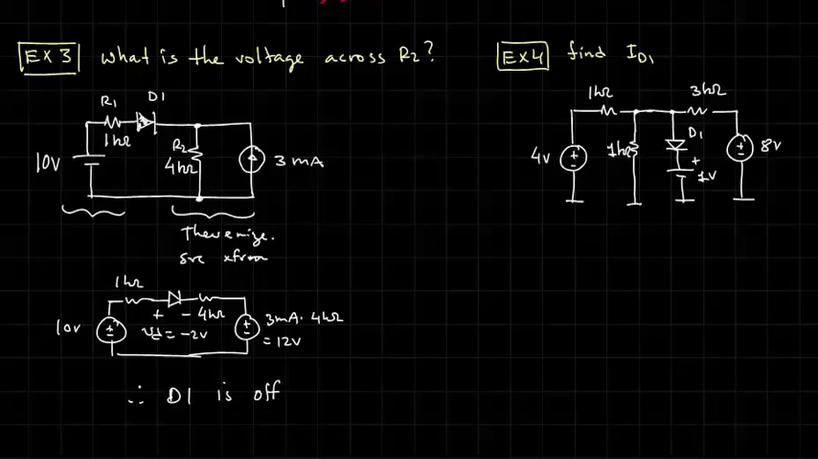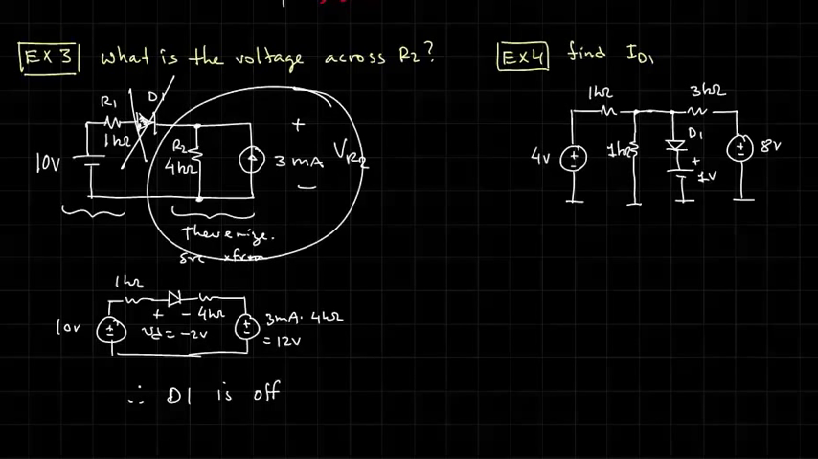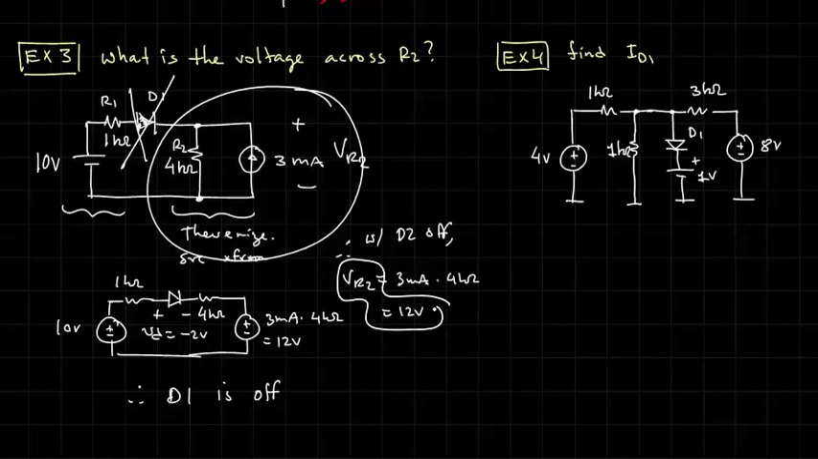And now we can find the voltage across R2. Remember, we're asked for this voltage right here, V of R2. Well, if D1 is off, then all we have is a 3 milliamp current flowing into a 4 kilo ohm resistor, producing 12 volts. And so with D1 off, VR2 is equal to 3 milliamps times 4 kilo ohms, which equals 12 volts. And so that is our answer. The voltage across R2 is 12 volts.